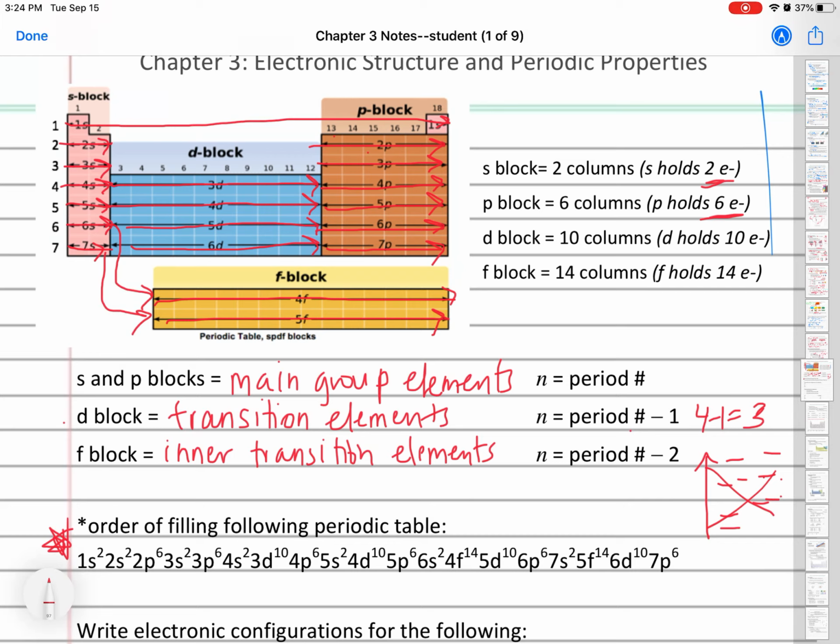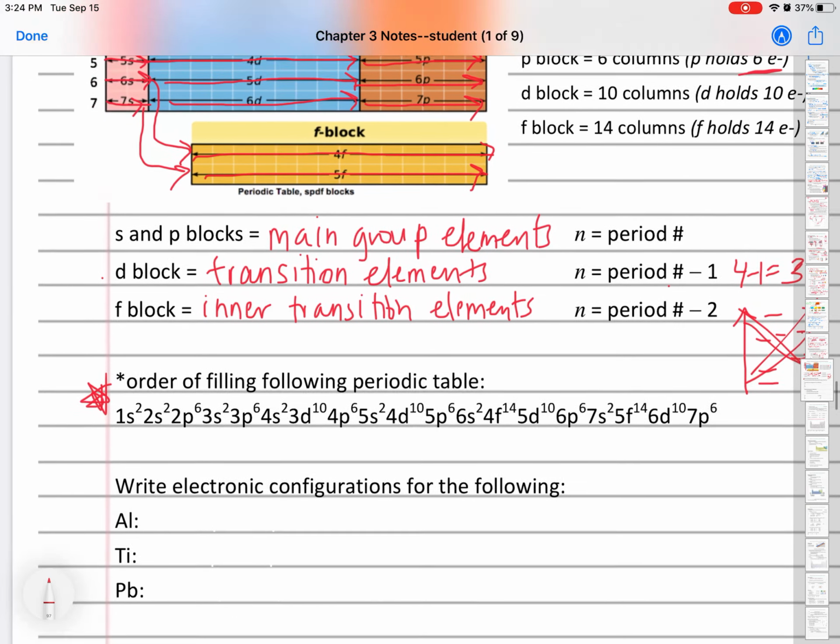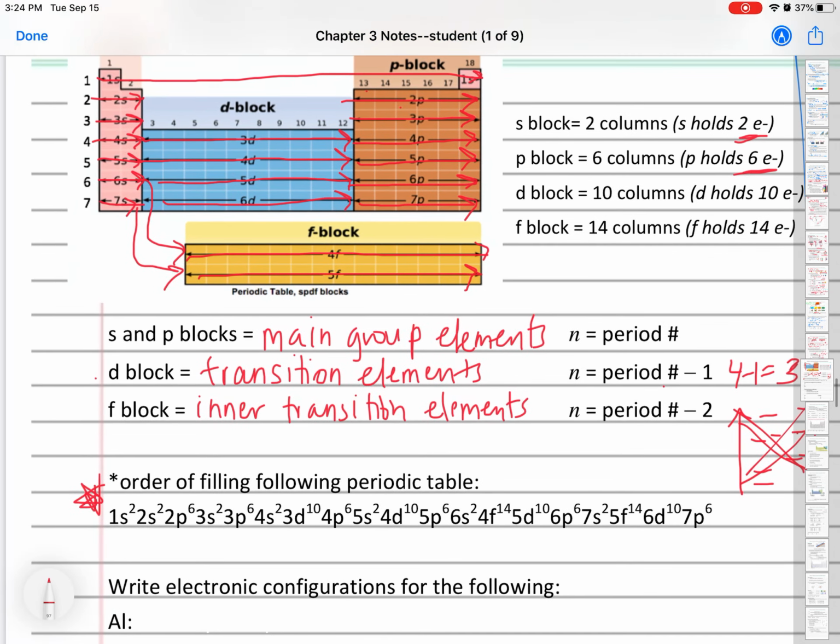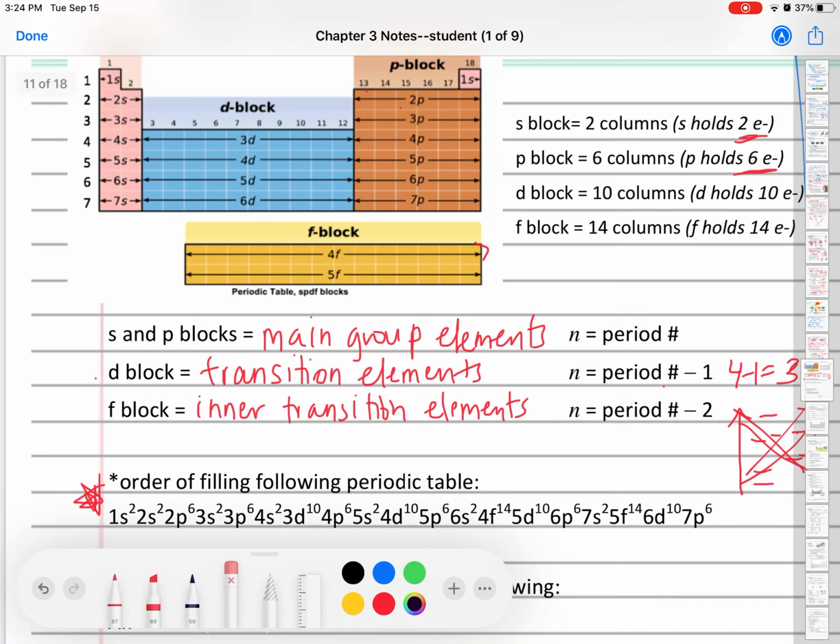So this is the order of filling, and you could write it out just based on using your periodic table and not having to reference that energy diagram and see the different energy levels. All right, so we're going to write electronic configurations for the following using our periodic table. So rather than counting electrons, we can just read across the periodic table. So I'm going to erase this mess and show you with these examples.